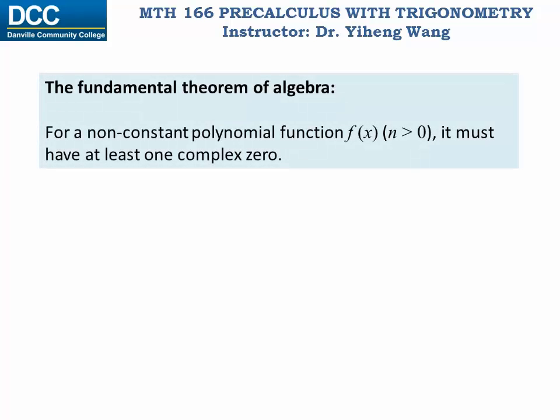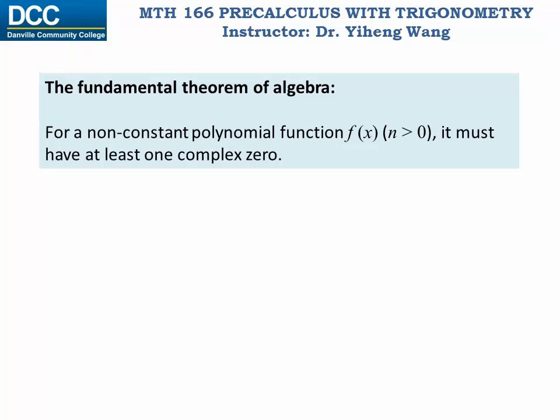The fundamental theorem of algebra, which states that for a polynomial function that is not a constant function, in other words, its degree n is bigger than 0, it must have at least one complex zero.